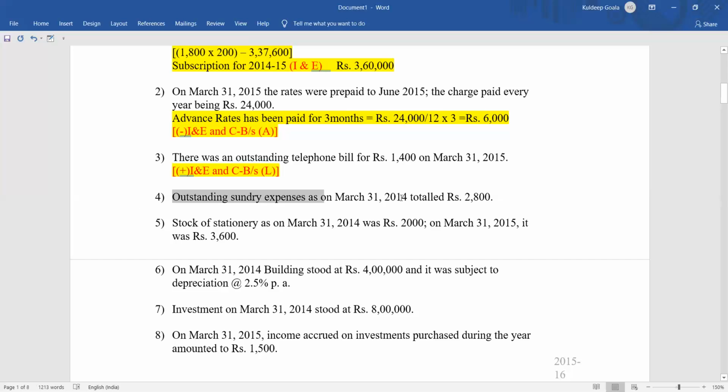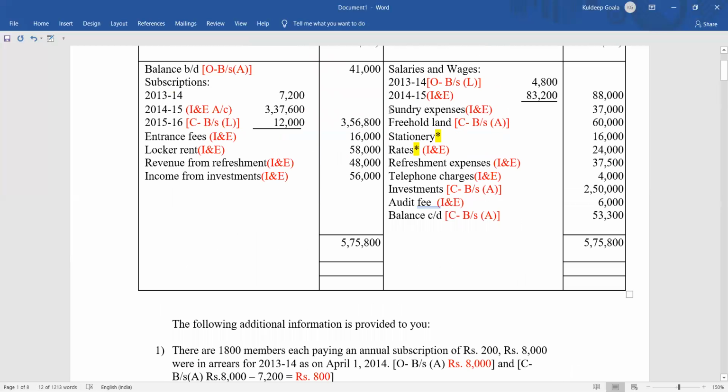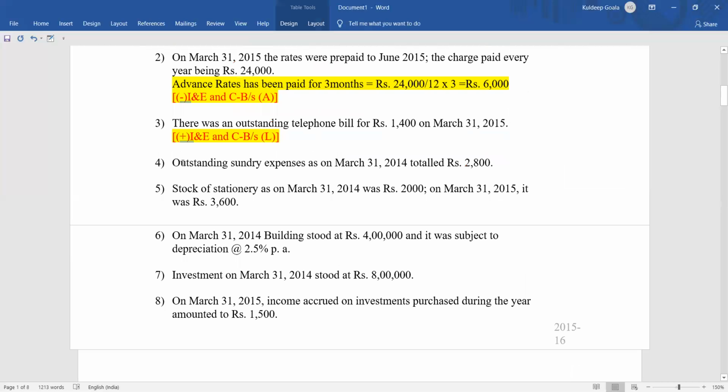So now coming to this point, outstanding sundry expenses as on 31st March 2014 total 2,800. Outstanding sundry expenses of last year, we can see that sundry expenses how much is there, sundry expenses is 37,000, isn't it? From there, what is told is that last year's sundry expenses, because 31st March 2014 is last year, was 2,800. Now how much is paid for last year, how much is paid for this year, no information is there. So we are going to take that the total amount of 2,800 has been paid this year, right.